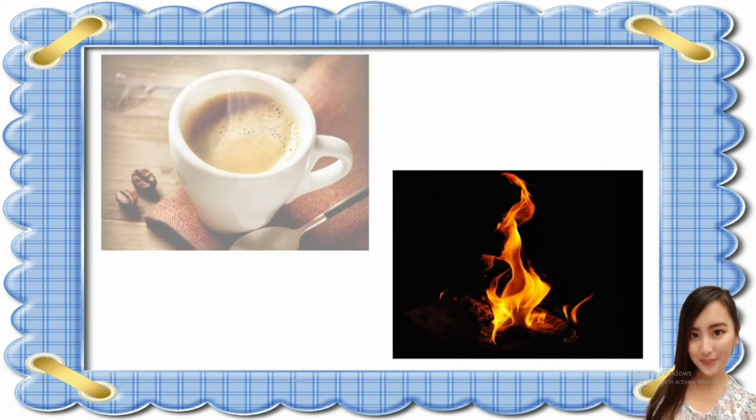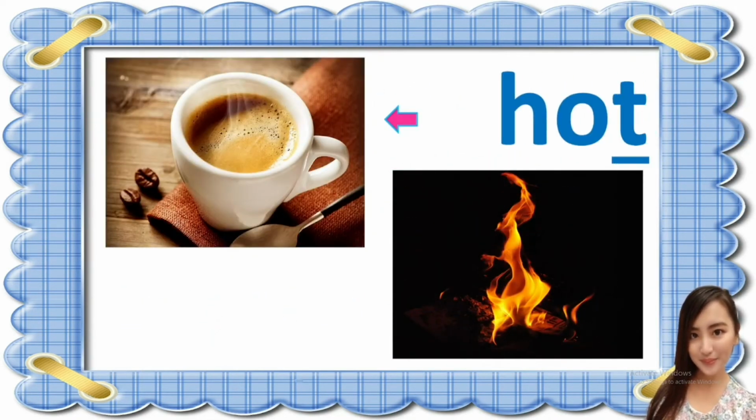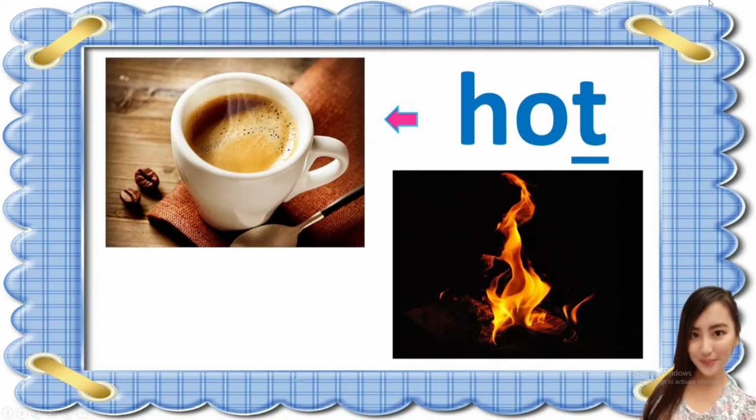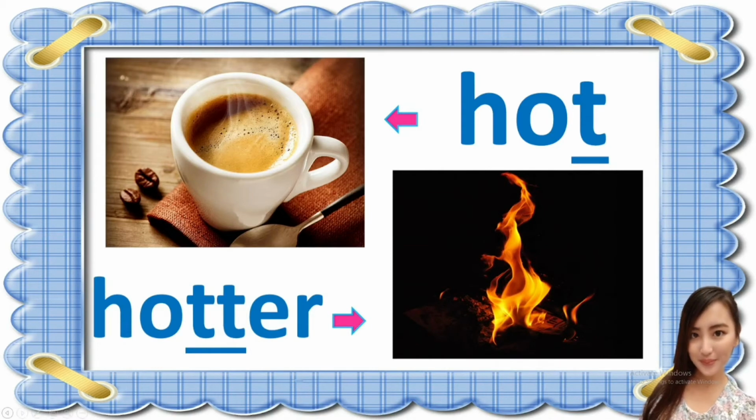For example, hot. Hot is a CVC word: consonant, vowel, consonant. So for this one, hotter. We need to double. H-O-T-T. Double T plus ER. Double the final consonant. Hot, hotter.